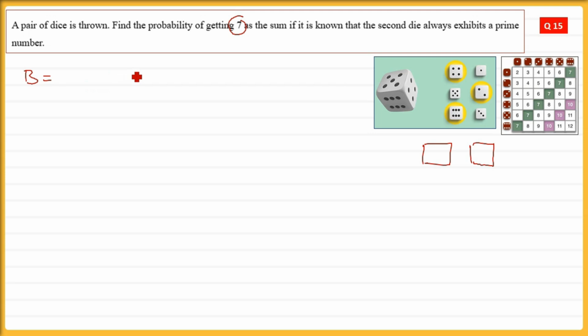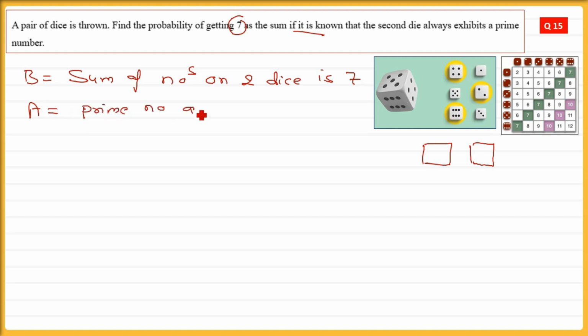So we'll make two events. B is sum of numbers on two dice. So this is 7. When you add the values which come up in two dice, it should be 7. So (2,5), (5,2), (6,1), (1,6), (4,3), (3,4) will come. If it is known, that is, this has already happened, that the second die always exhibits a prime number. So what are the prime numbers? 2, then 3 and 5.